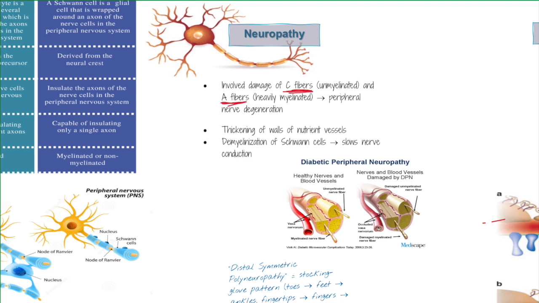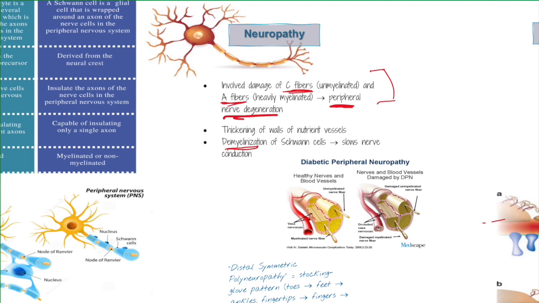Now, you can go back to the video on pain and nociception. I think there's a good breakdown of the difference between these two things, but I'm not going to go through it for this video. The idea is that it's affecting these two ways that the impulses move along the nervous system, right? And so it ends up causing this peripheral nerve degeneration. There is a demyelination of the Schwann cells, which is going to slow nerve conduction significantly.